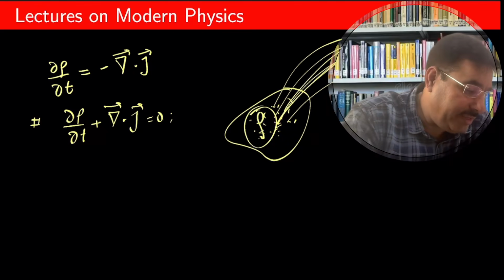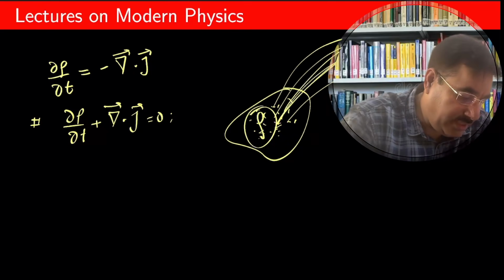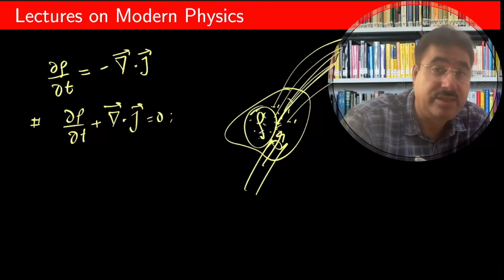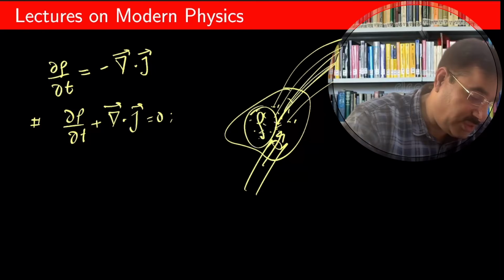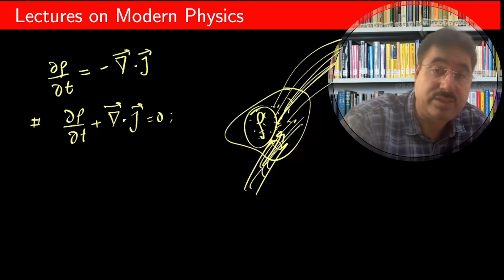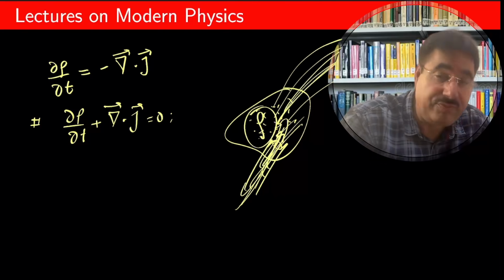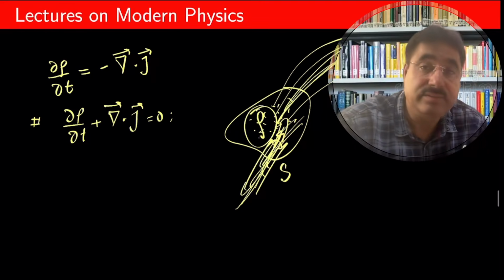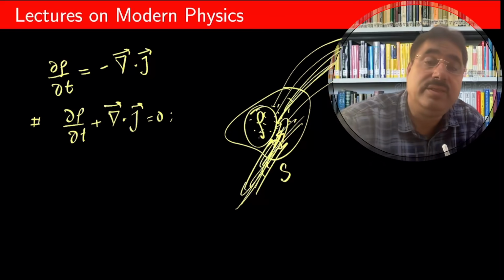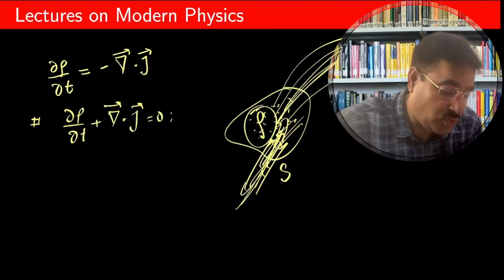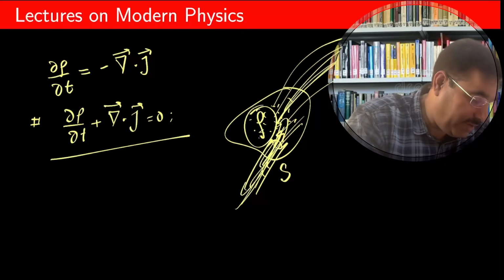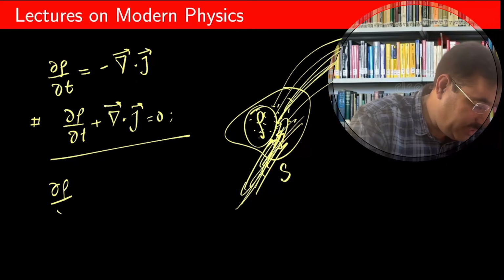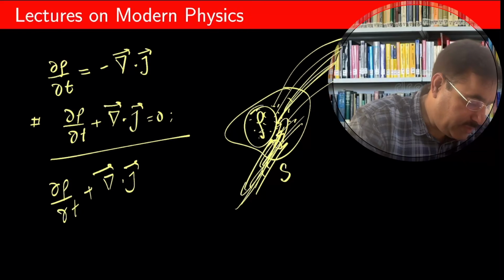Now if I play a trick here, suppose that there is some source that feeds the charges in the system. Suppose I connect something to this region, so that charges are coming into the system or charges are being taken away from the system, and that source is S. Then how would I modify this equation of continuity? If there are sources and sinks within that region, then this equation would be modified as del rho by del t plus del dot J is equal to S.